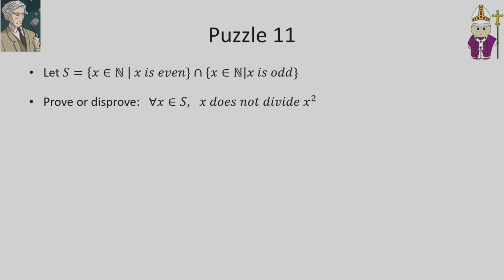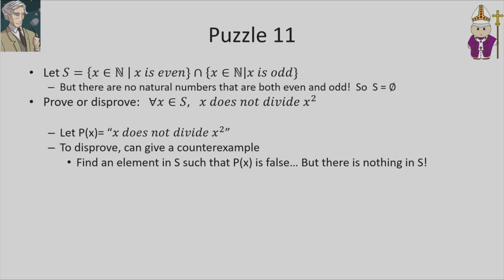So here is a statement. The first thing that you would notice is that there are no natural numbers that are both even and odd. So we are actually talking about, for every x in, well, nothing, x does not divide x squared. Now things get puzzling and interesting. So, is this true or is this false?